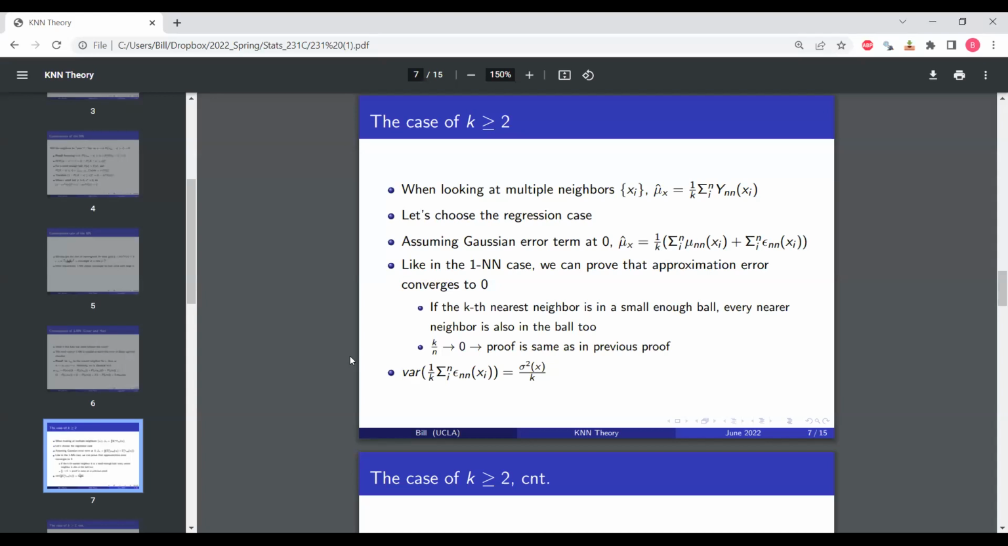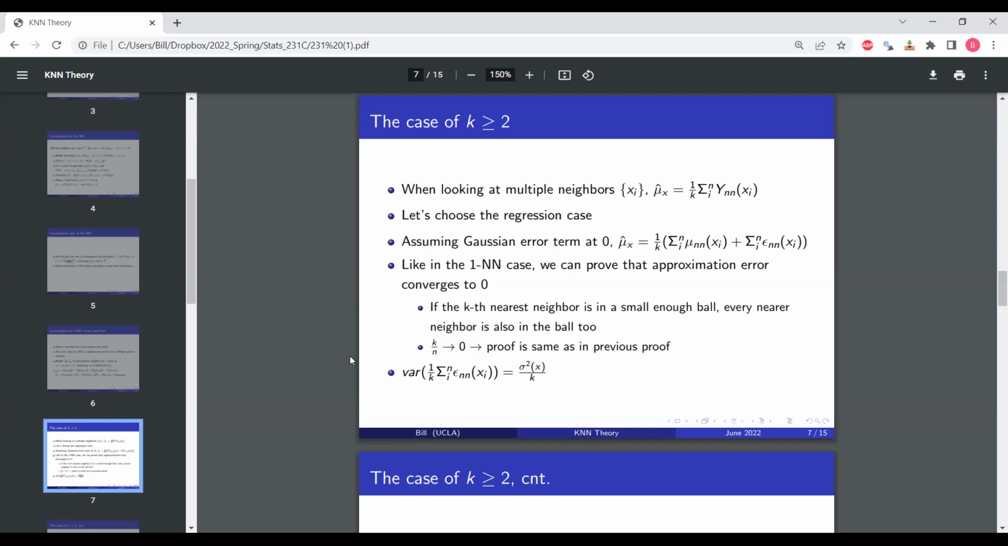So for regression, let's just assume the Gaussian error term to be 0. Then it becomes a very simple fact that the predicted value that we have is just the average of the true value plus the average of mu plus the average of epsilon. And fortunately, for the case of k greater than or equal to 2, we still only have to look at one of the nearest neighbors, and here we're just going to look at the largest nearest neighbor. So for example, if k equals 2, let's look at the second nearest neighbor. If k equals 5, let's look at the fifth nearest neighbor.